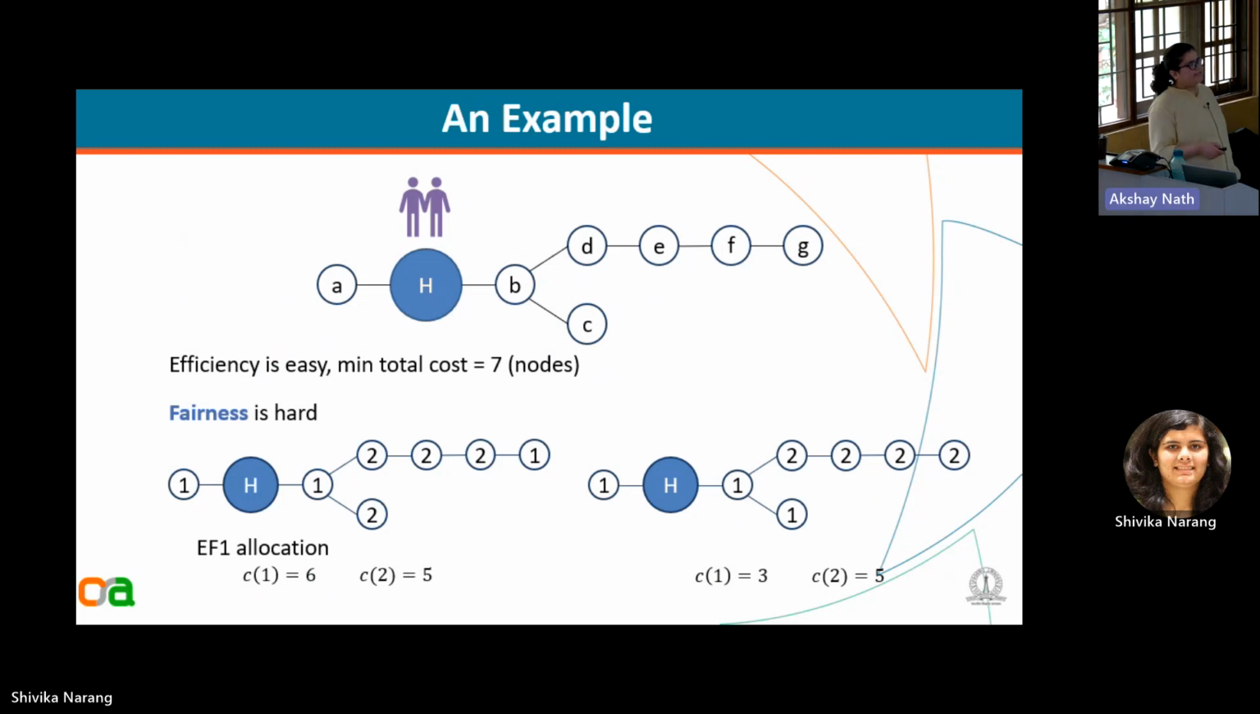And the other thing is, if you look at this graph, someone has to go to G. One person will have to go to G and incur this cost of 5. So the minimum possible maximum cost incurred in any allocation should be 5. And this is captured by the minimax fairness notion, where we want to minimize the maximum cost incurred in an allocation, right?